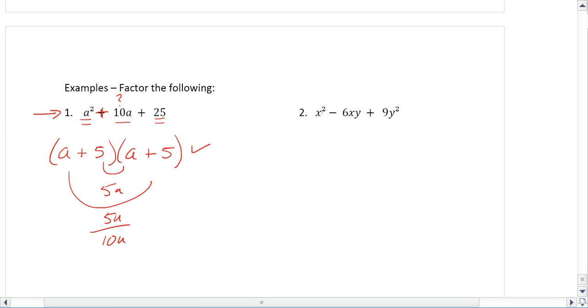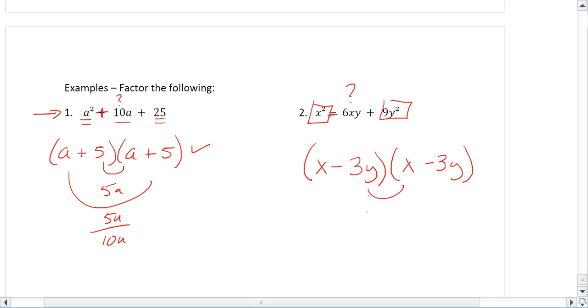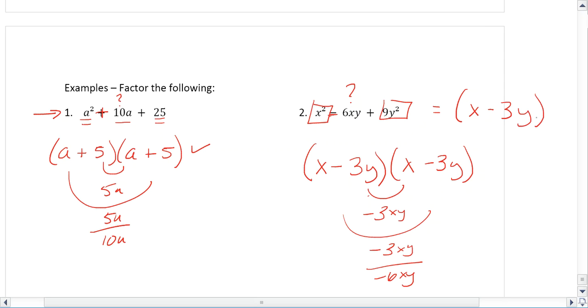Likewise, here in number 2, we suspect this is a perfect trinomial square because this is a perfect square and so is 9y squared. So we need to check and make sure this middle term is correct. So we suspect this could be, and notice the minus sign here, x minus 3y times x minus 3y. And so we check our inner product is negative 3xy, our outer product is negative 3xy, and that does indeed add up to a negative 6xy. So you could write the answer like this, or remember you could shorten it and write it as x minus 3y quantity squared, whatever you prefer.